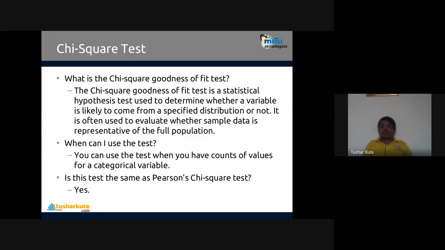We can use the test when we have a count of values for a categorical variable. How many counts are there for a particular variable? At that time we make use of the chi-square test. The sample that you are conducting should be representative of all the categories present in the population. Say you have taken a sample of only male entries, and females are not considered. It is not a goodness of fit, meaning all the categories present in the population are not equally involved. That's what the chi-square test will show you.